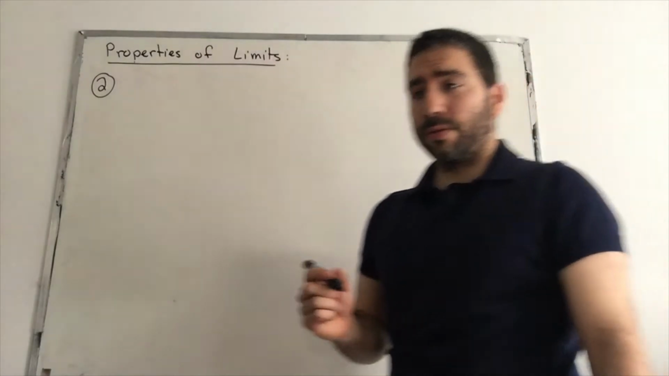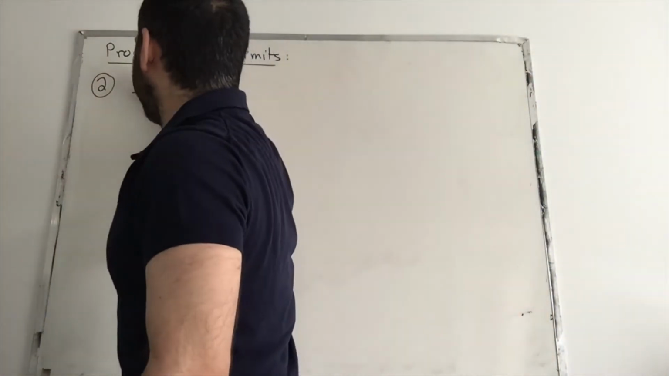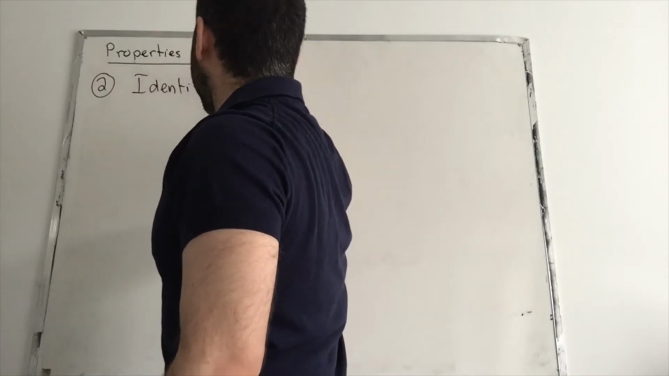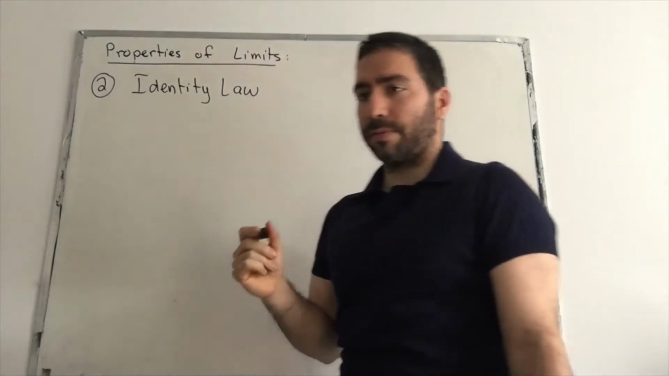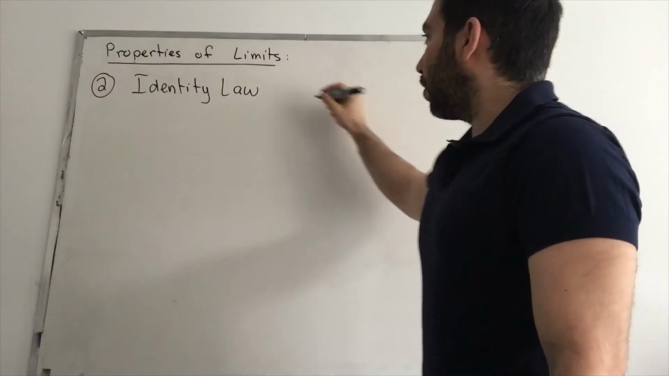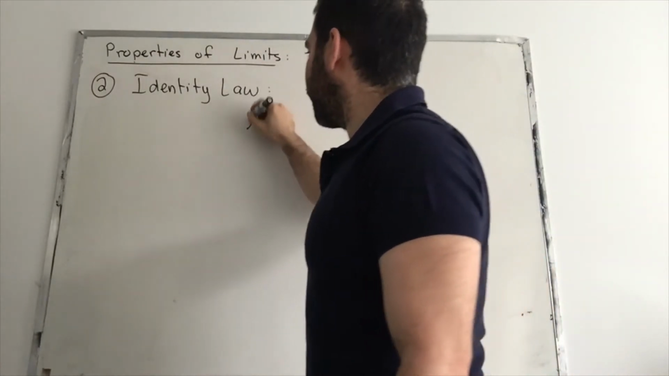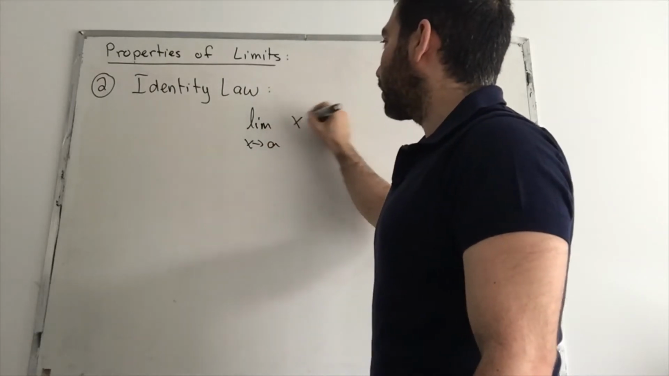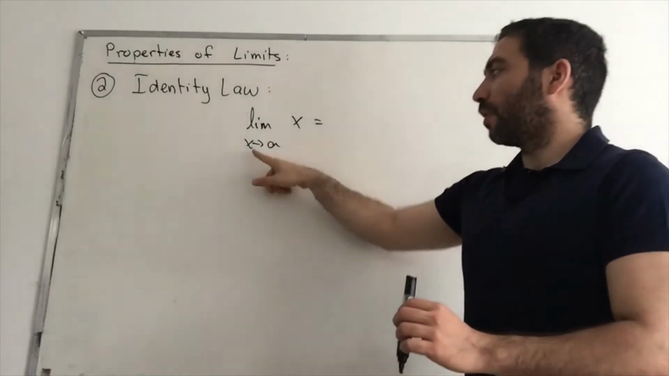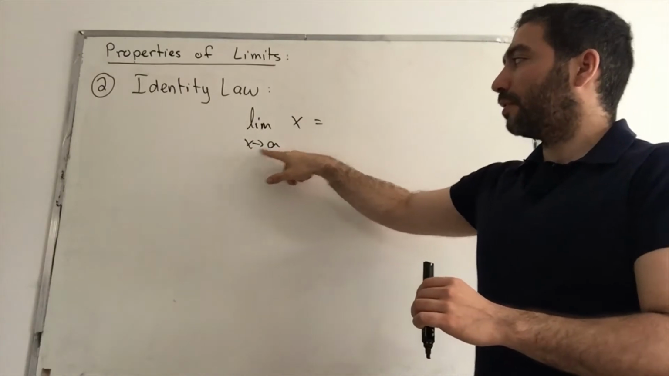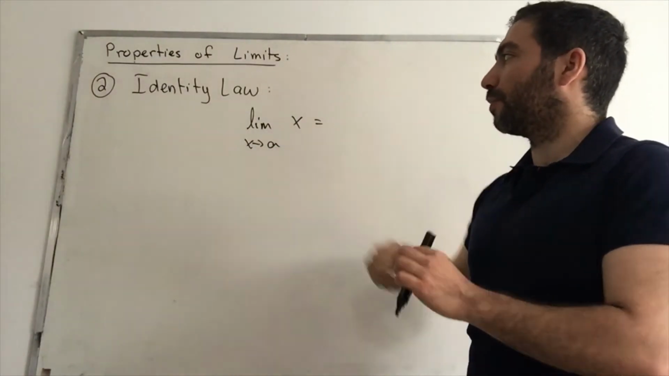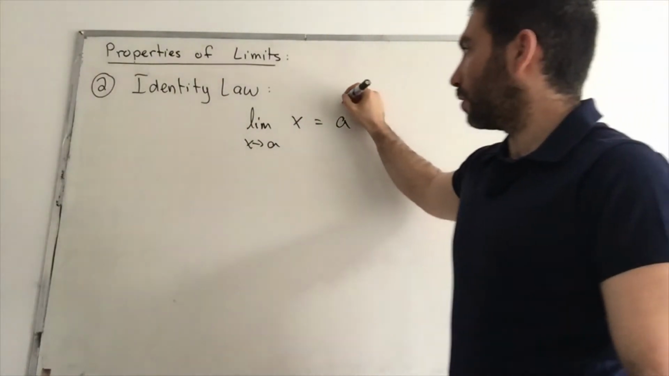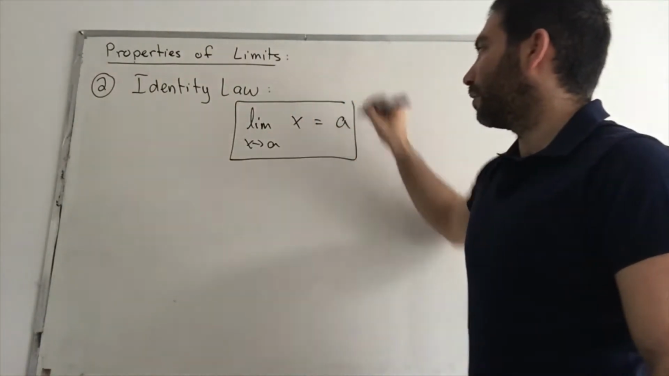So property number 2 is called the identity law. And the property is the limit as x approaches some value a of x is equal to, well, x is being replaced, or x tends towards a, so x is being replaced by a, so just a. Okay, so this is our second property called the identity law.